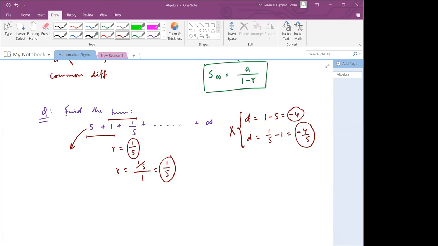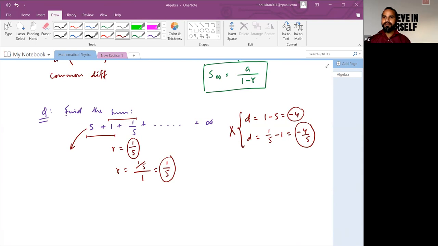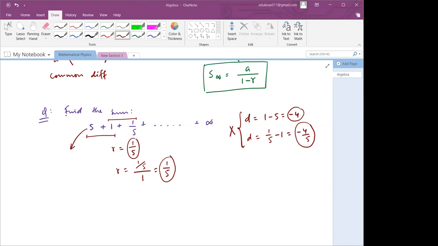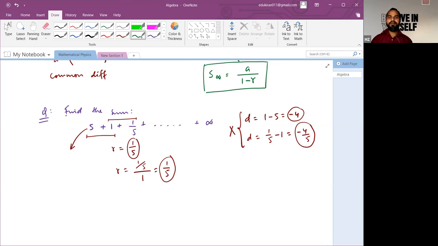Sir, can you check my answer? Good, Mariam. Your answer is correct. Aisha, is it clear now? Yes, sir. Thank you, sir. Sir, common ratio means we should divide the number from the previous number, yeah? Yeah. You have to take the ratio of A2 by A1 or A3 by A2 and so on.